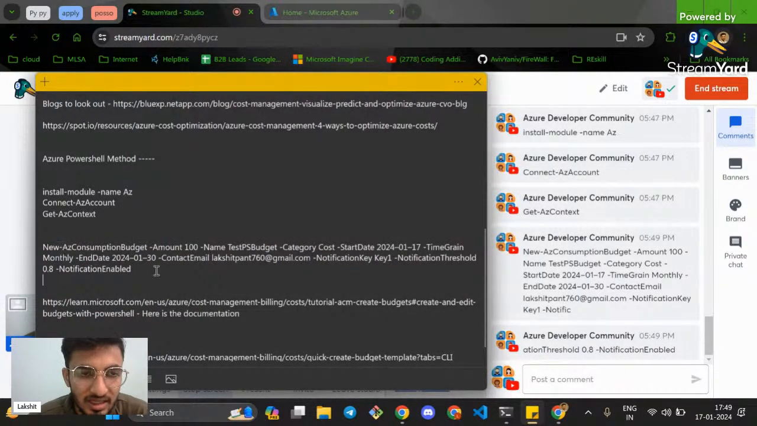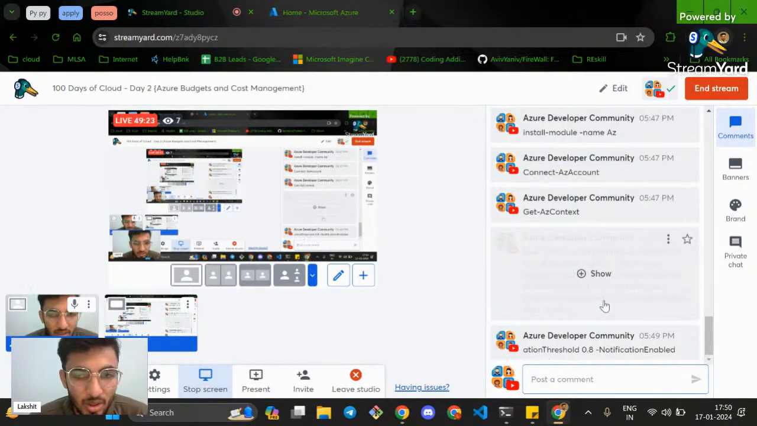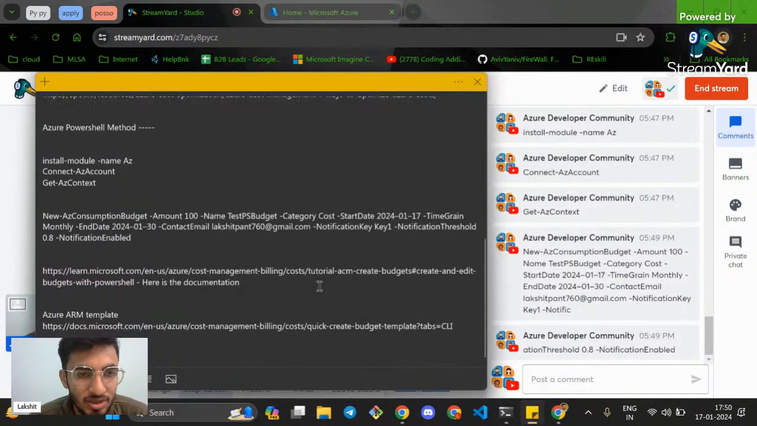You can see I have created a budget of amount 100, and my start date is today, and the end date is the 30th. My contact email is this. I'm making a new budget here, and as soon as this budget gets used up, I'll get a notification in this email, and this notification is enabled, right? You can see there is a particular threshold, like it will give me a notification maybe every 2 hours, every 3 hours. That threshold you can always edit: 0.8, 0.1, 0.3. It totally depends on you.